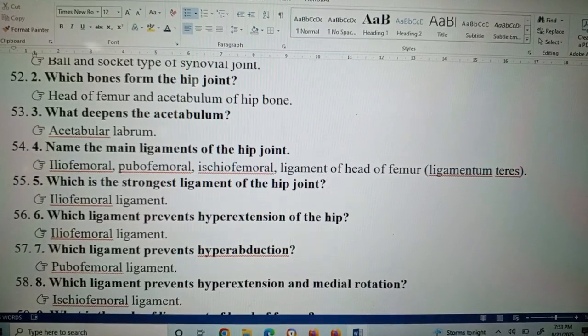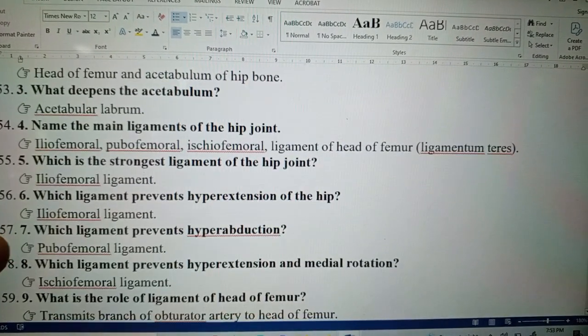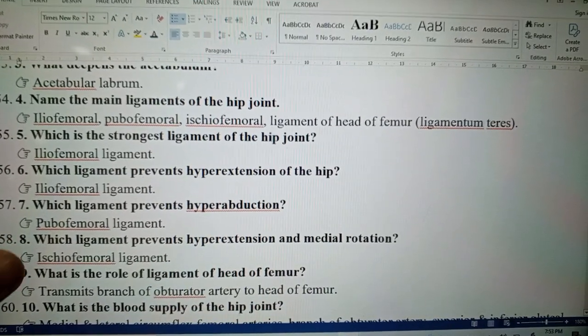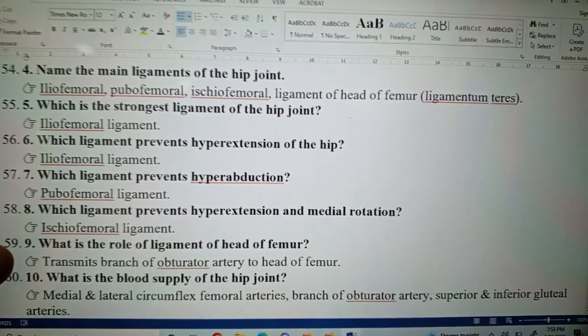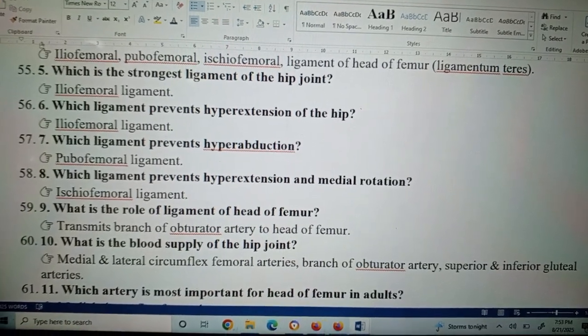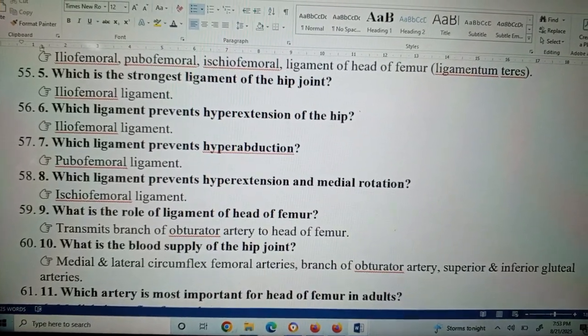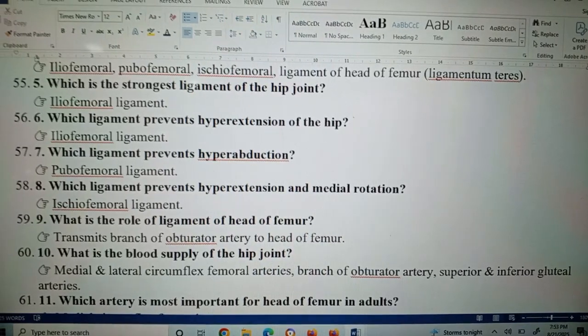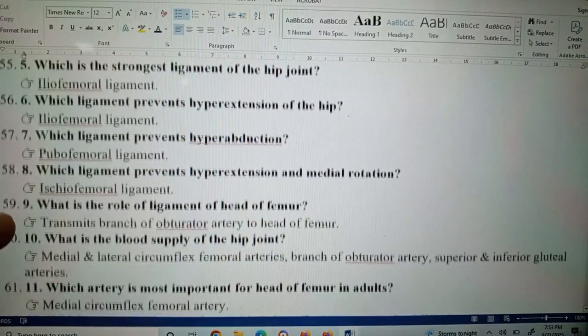Which is the strongest ligament of the hip joint? It is the iliofemoral ligament. Which ligament prevents hyperextension of the hip joint? Iliofemoral ligament, because it is the strongest one. Which ligament prevents hyperabduction? Pubofemoral ligament prevents hyperabduction. Which ligament prevents hyperextension and medial rotation?